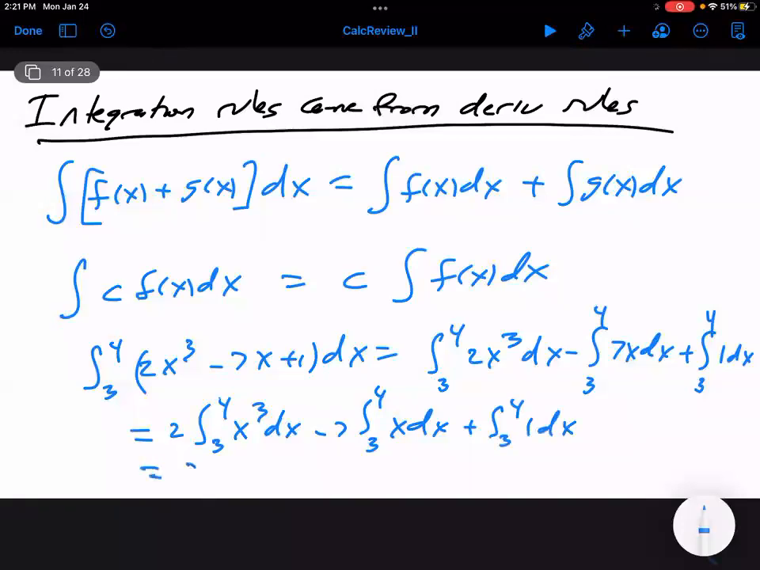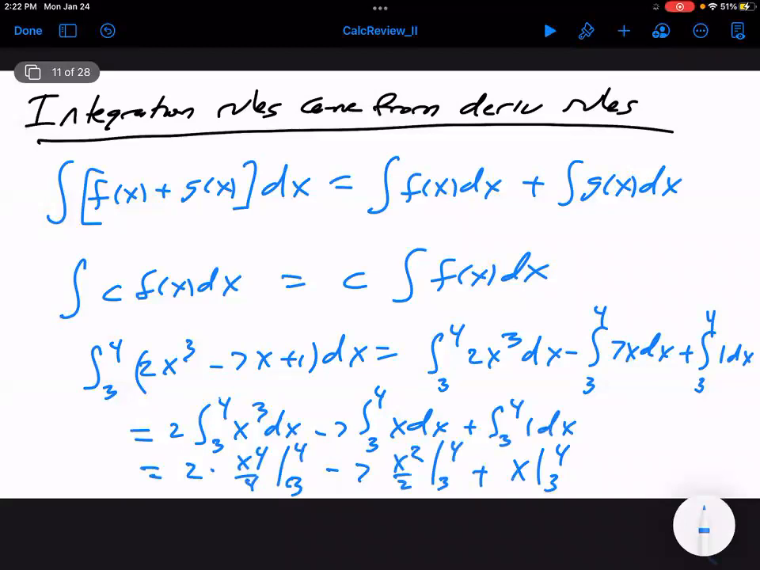And then this becomes 2 times x to the 4th over 4 evaluated from 3 to 4, minus 7 times x squared over 2 evaluated from 3 to 4, and this is just notation. The vertical line means evaluated at 4 and then subtract off the value at 3, and then plus x evaluated from 3 to 4.